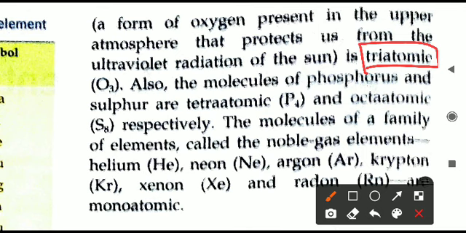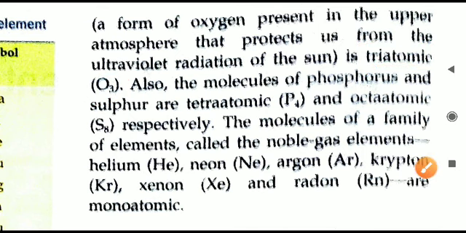3 atoms of oxygen. Here is the formula. I have enclosed it in the red box. You can see on the screen. O3 is the formula for ozone. A molecule is represented by a formula. So the ozone molecule is represented by O3. The 3 is indicating that 3 atoms of oxygen are present in one molecule of ozone. Hence it is called triatomic.